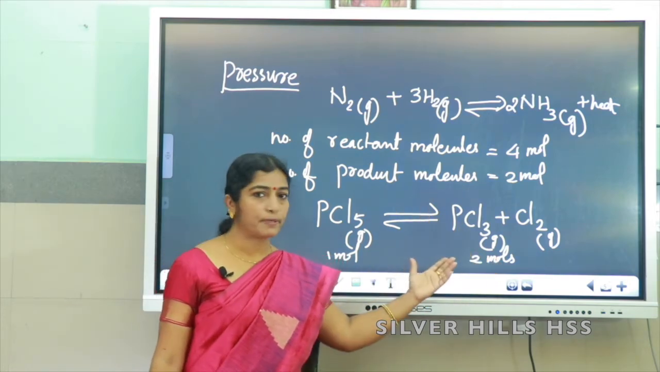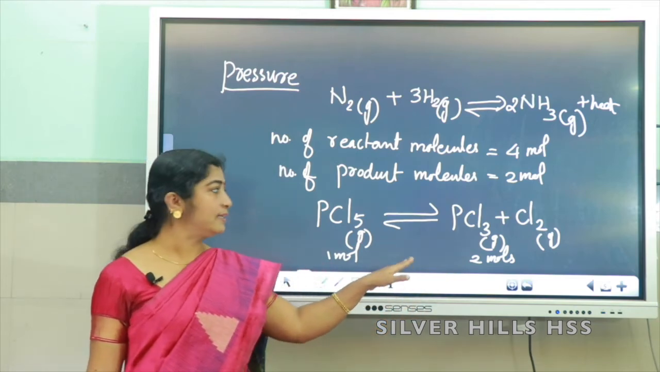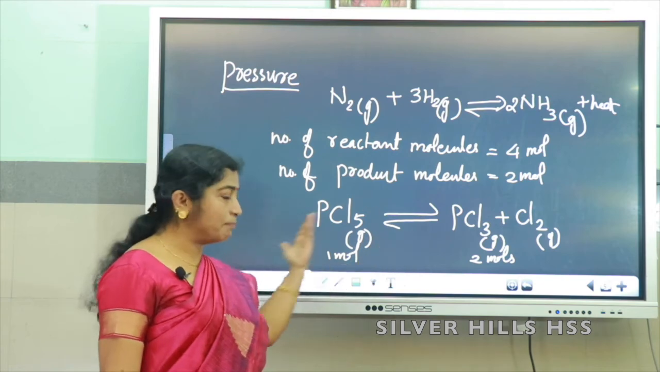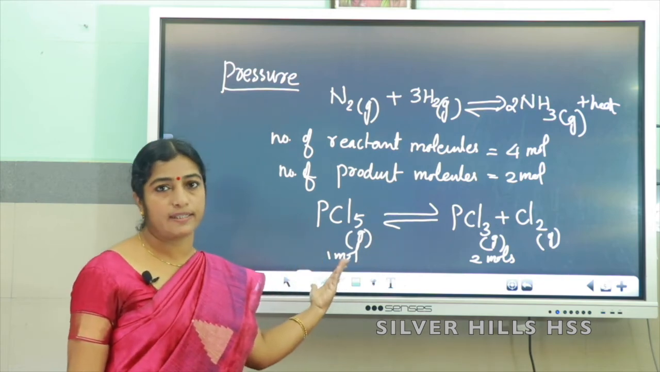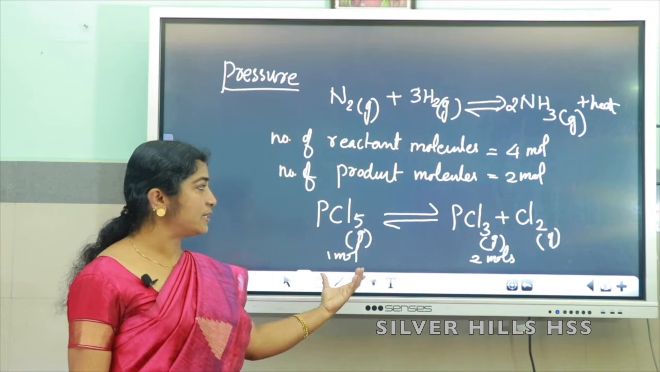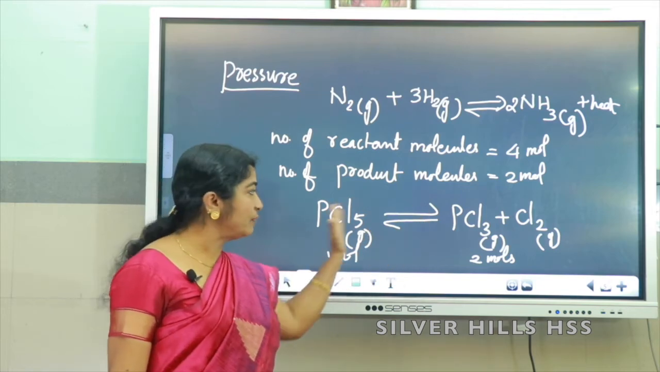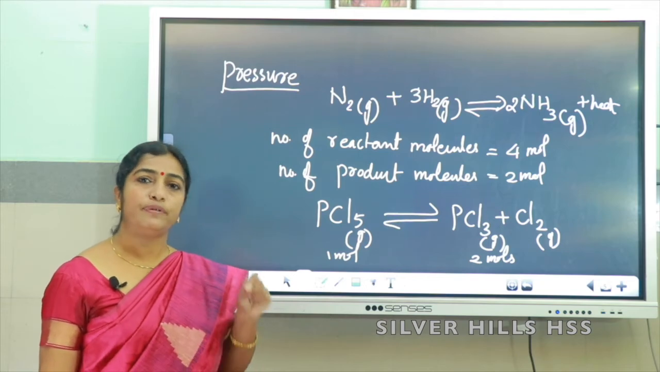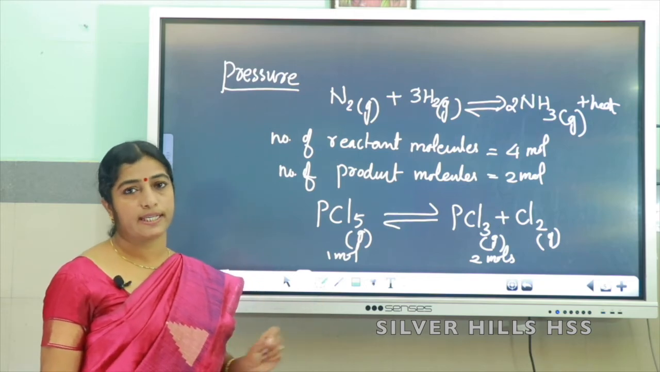So by applying pressure, the volume decreases and the collisions increase on the product side. As a result, the backward reaction is accelerated. So on increasing pressure on this system, the backward reaction is accelerated. To get more product, we have to reduce pressure in this case.